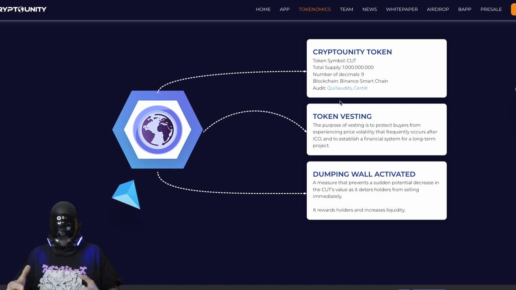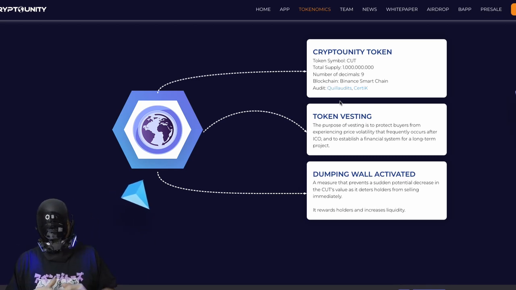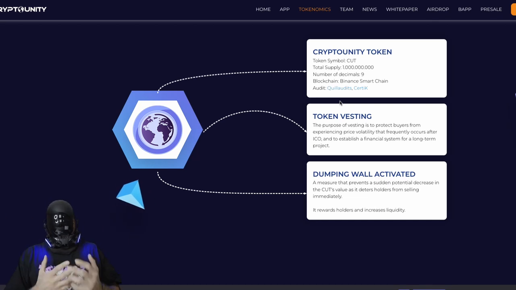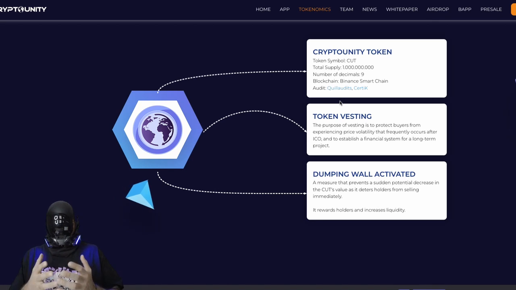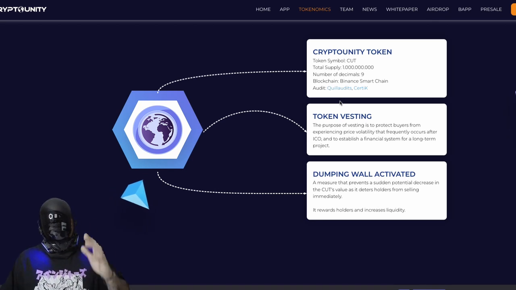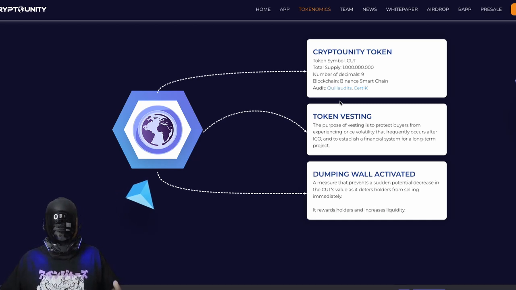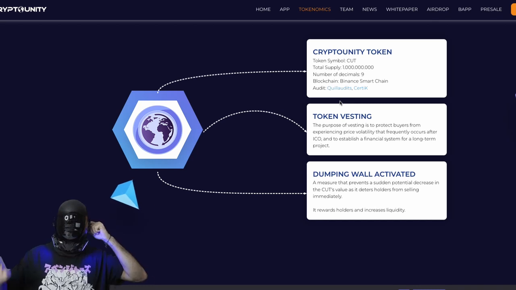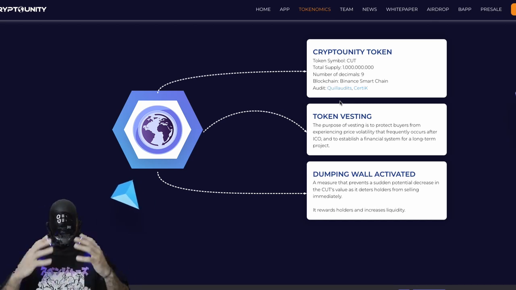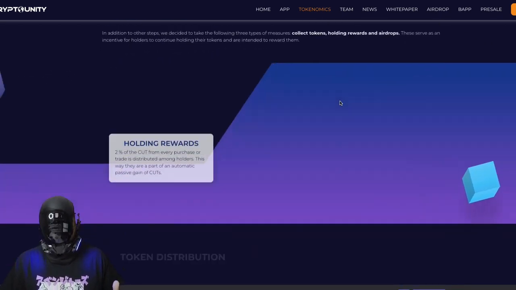Token vesting, of course, the purpose of vesting is to protect buyers from experiencing price dumping while activated. This is, of course, a measure that prevents a sudden potential decrease in the CUT's value as it deters holders from selling immediately. They want to make sure the value of the coin doesn't go down, doesn't get destroyed, while, of course, we don't go broke, basically. That's one way to look at it. It's obviously systems implemented to hold the value that will secure their business and secure our funds so that no one's losing. You get me?